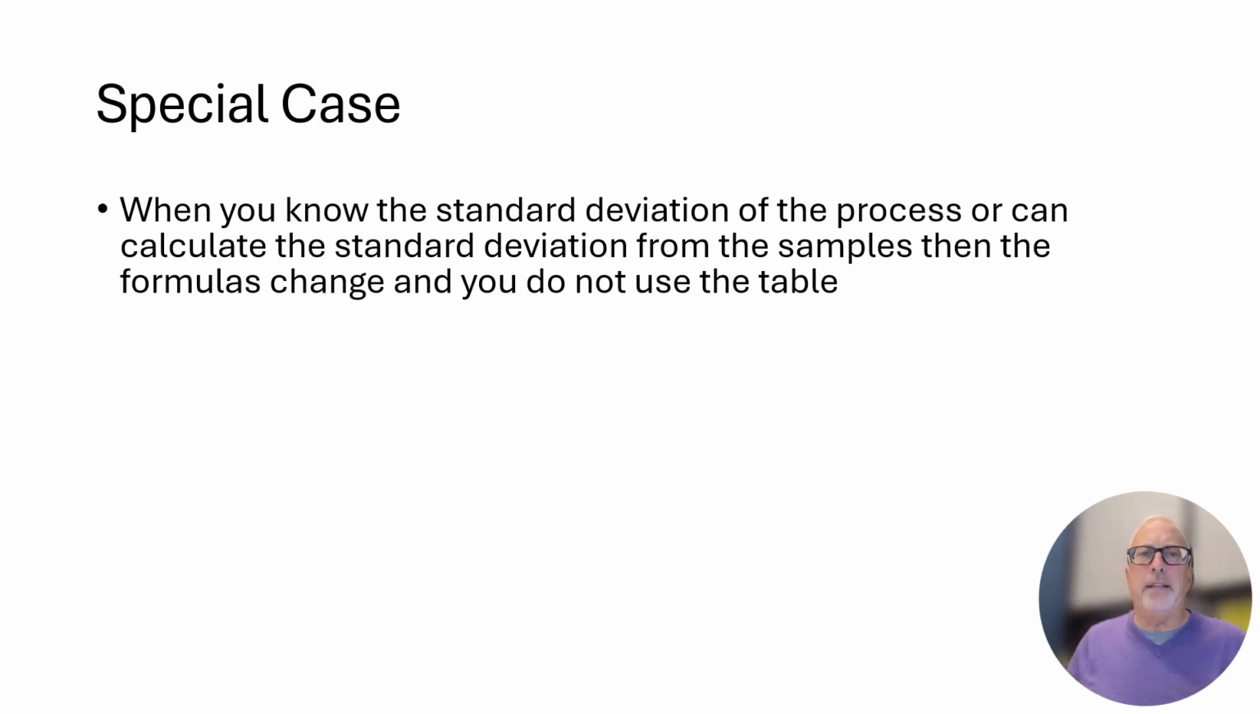Now, there's a second thing I'm calling the special case, which really isn't that special. But there are cases when we know the standard deviation of the process, and it'll actually say that in the problem. It'll say the mean of the process is this, and the standard deviation of the process is, etc. So sometimes that's given, and in that case, you don't need to use that crazy stats table. You can just calculate the upper and lower control limits, but the formula changes.